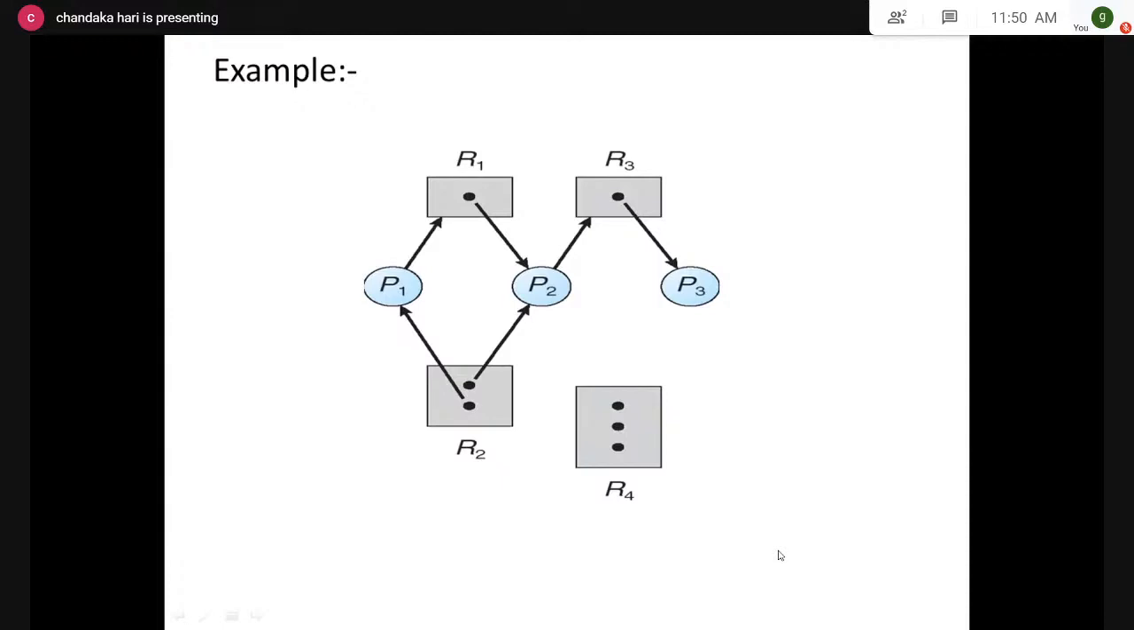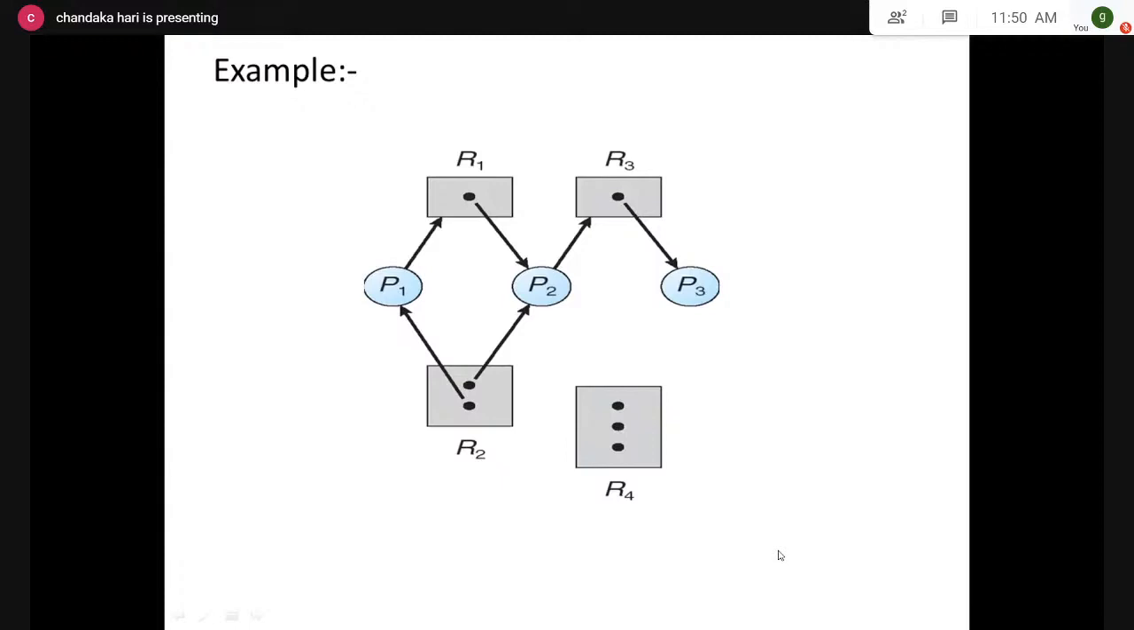Or otherwise, simply, is there any cycle in this graph? No. Is any cycle formed in this graph? There are no cycles in this graph. There is no cycle formed. And the system is in a safe state. That implies the system is not in a deadlock situation.